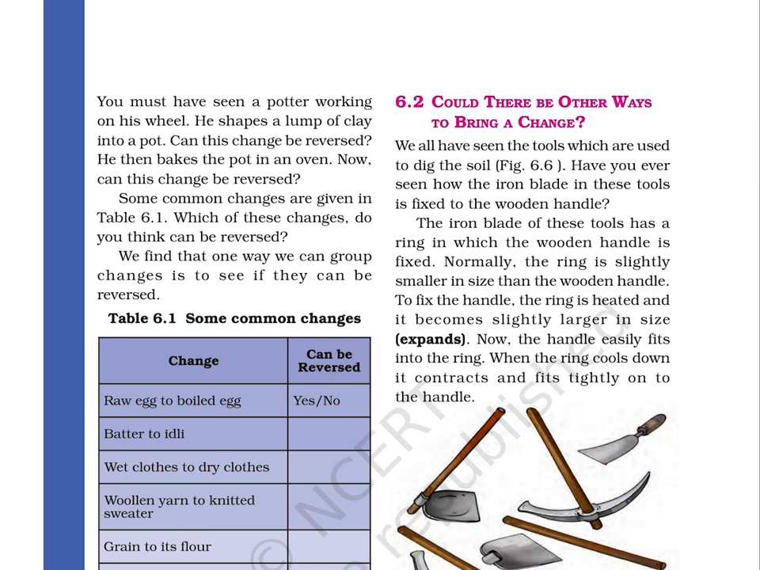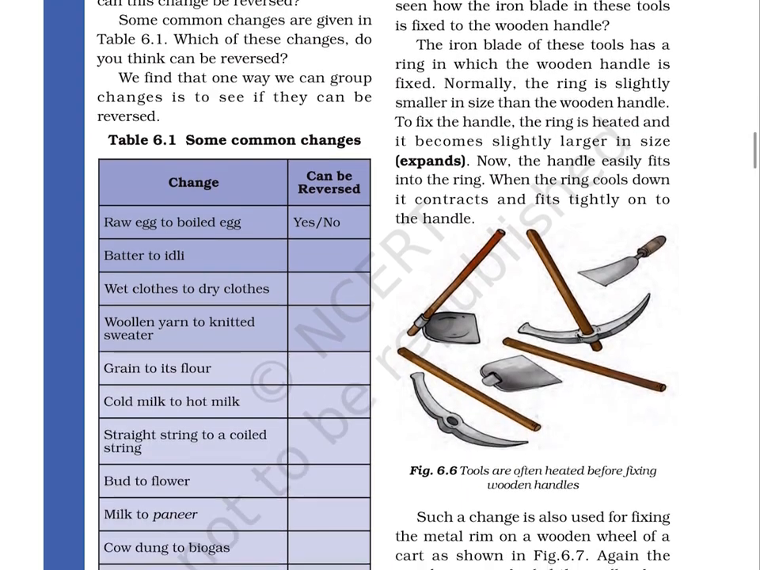You must have seen a potter working on his wheel. He shapes a lump of clay into a pot. Can this change be reversed? He then bakes the pot in an oven. Now, can this change be reversed? Some common changes are given in Table 6.1. Which of these changes do you think can be reversed? We find that one way we can group changes is to see if they can be reversed.